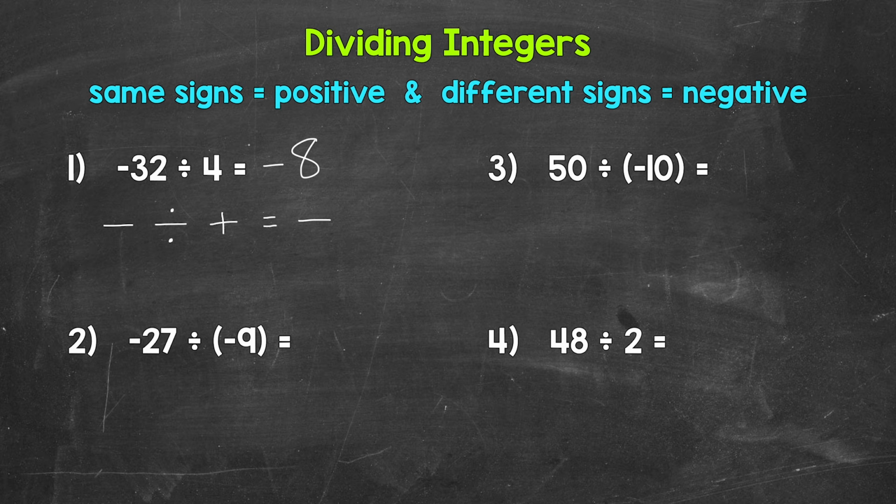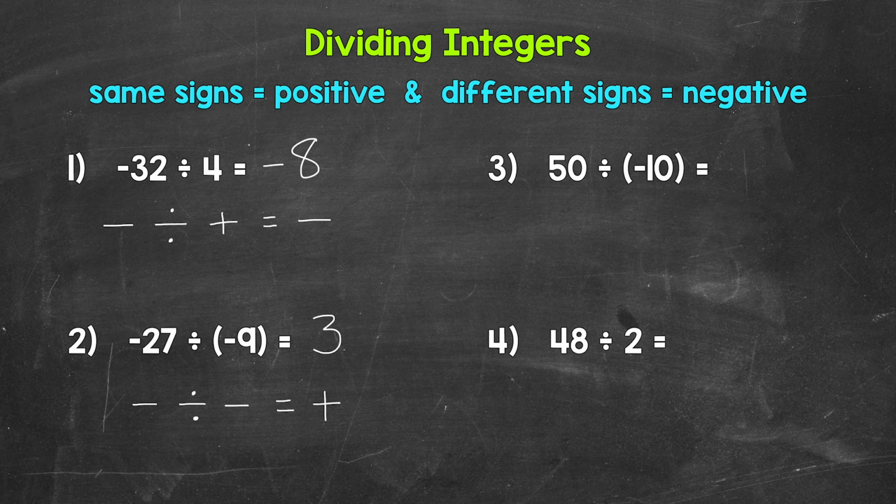Moving on to number 2, we have negative 27 divided by negative 9. We have the same signs here, a negative divided by a negative. That means our answer will be positive. So all we need to do is think, 27 divided by 9 is 3. And since we have the same signs, both negatives here, this is a positive 3. So negative 27 divided by negative 9 equals 3. A negative divided by a negative equals a positive.